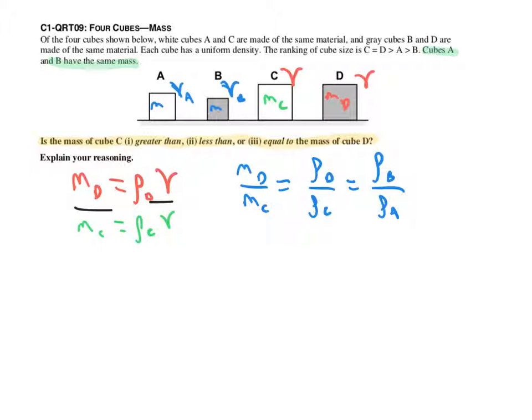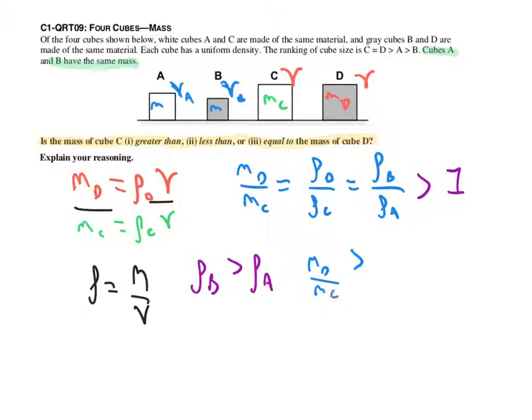But B has as much mass in a smaller volume, and since in general density is mass over volume, a smaller volume means a larger density. So we have that the density of B is greater than the density of A. There's the same amount of stuff packed into a smaller space. So this ratio is greater than 1, which means that the mass of D over the mass of C is greater than 1, or the mass of D is greater than the mass of C. So the correct answer for this will be that the mass of C is less than the mass of D.